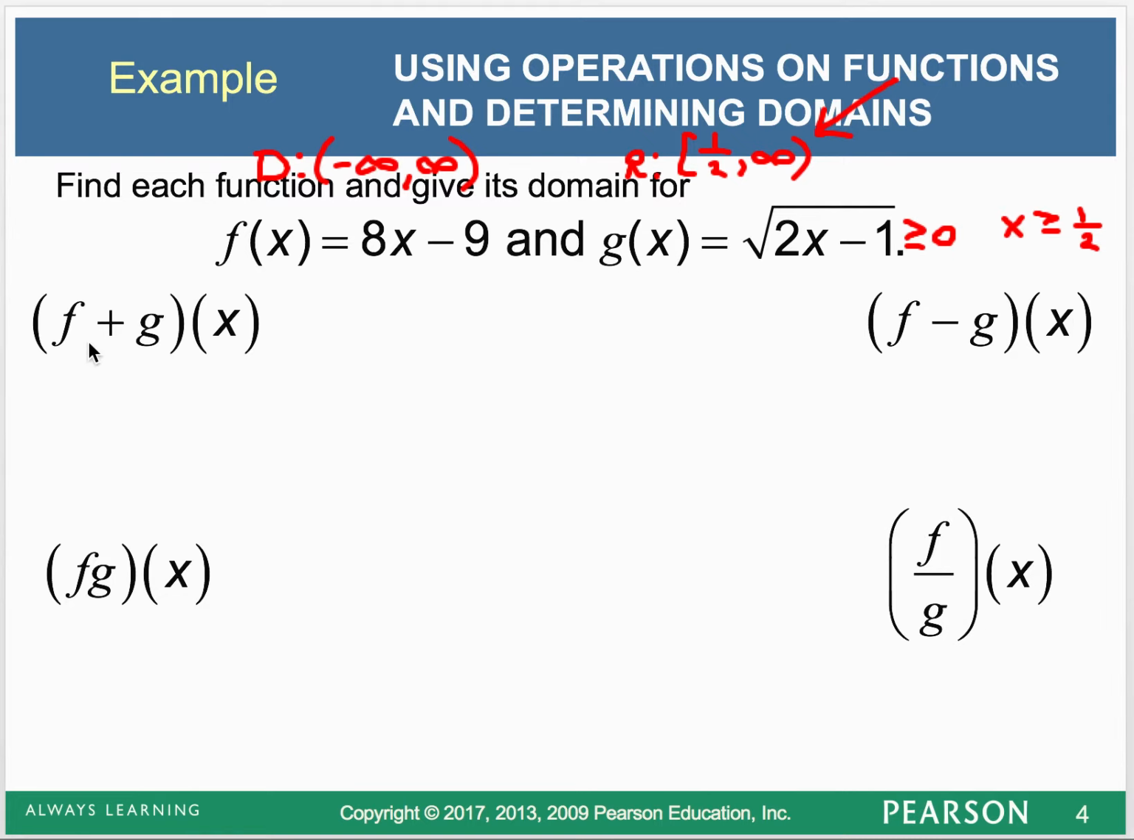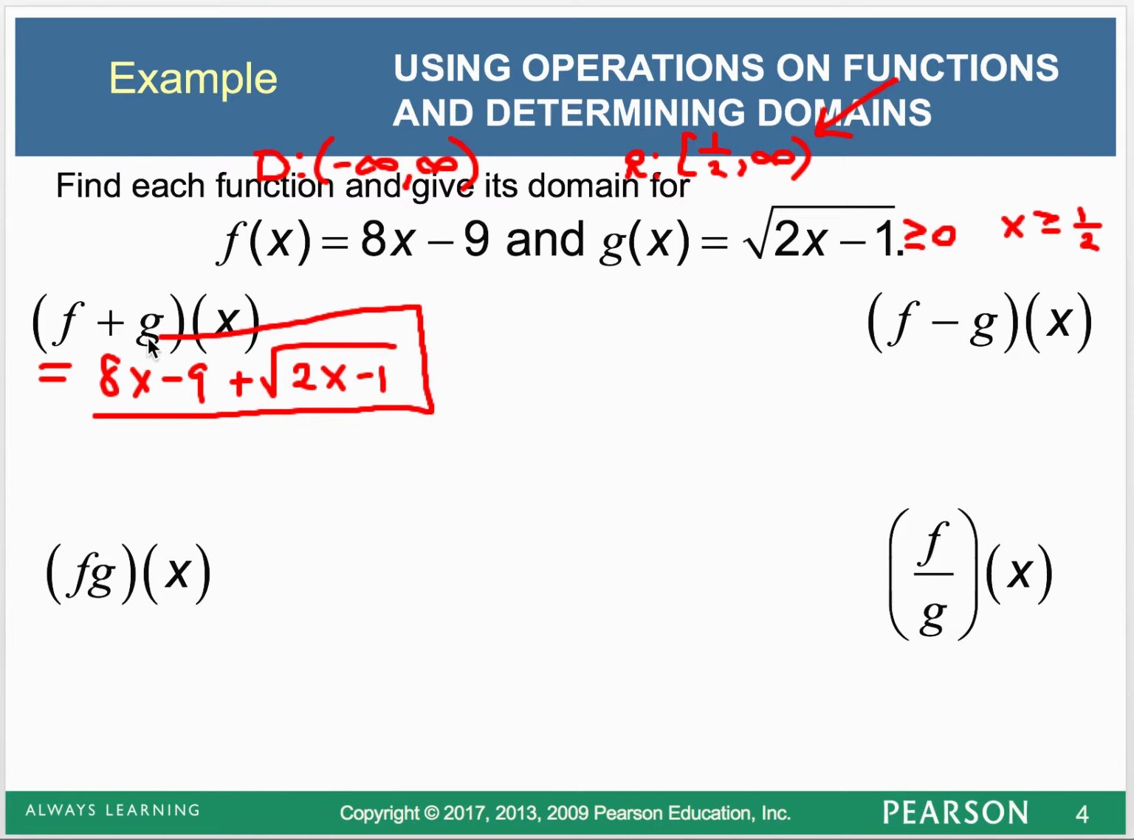Okay, so f plus g of x equals, just to save room here, okay, I just take the f of x and add the g of x. Okay, since I do not have any like terms here that I can combine, that's it. And my domain, oh, I still have this to consider. So my domain is 1/2 to infinity.